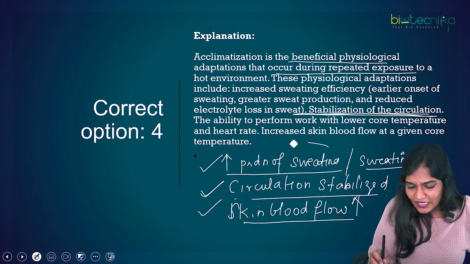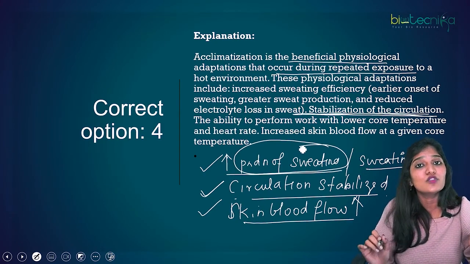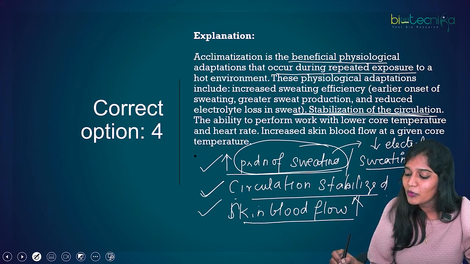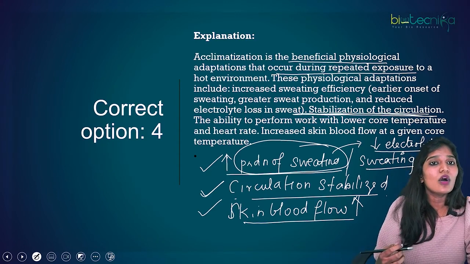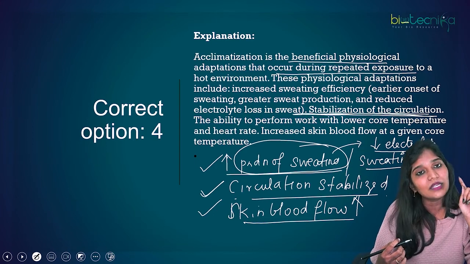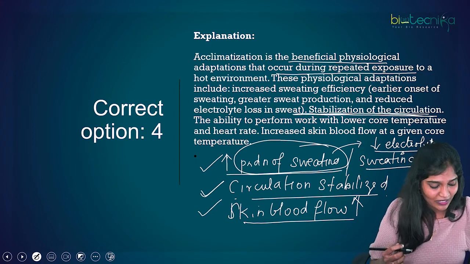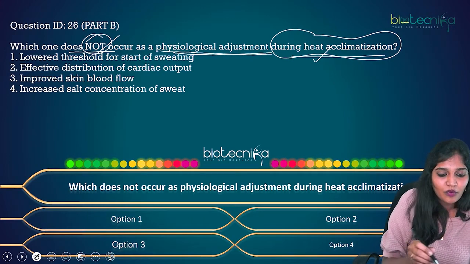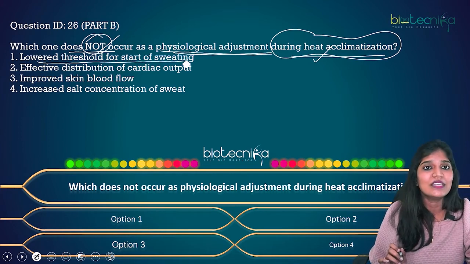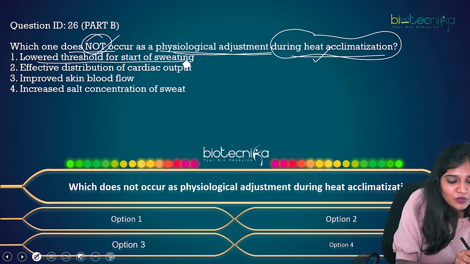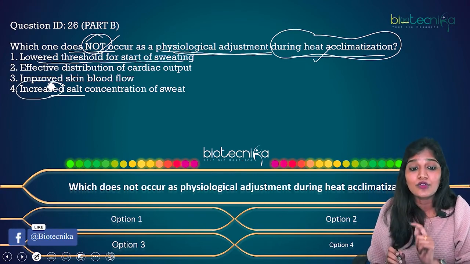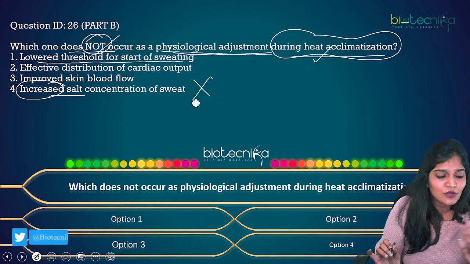The most important thing, yes, we have increased production of sweat, but the sweat will have a very small amount of electrolytes. It will not have a maximum amount of electrolytes. We don't want any of the salts to be lost through our sweat. So sweat will be increased, but the salt concentration will be less. If we check this question, we know lower threshold for start of sweating, definitely. Yes, the sweat efficiency increases, the production increases. During sweat, I told you decreased salt concentration, but in our option, they have given increased salt concentration. So this is not the correct one. So let's keep it as such.